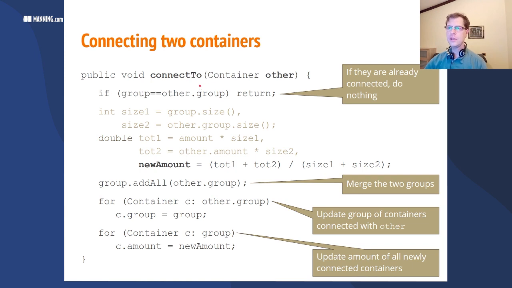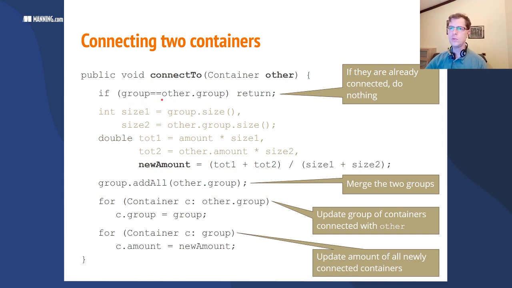So this is a simple implementation of connect to. What do I do when I need to connect this container with another container? Well, first, I check whether they are already connected. This is important. Take a look here. To see if they're already connected, I simply check whether they point to the same group. So this check here is interesting.